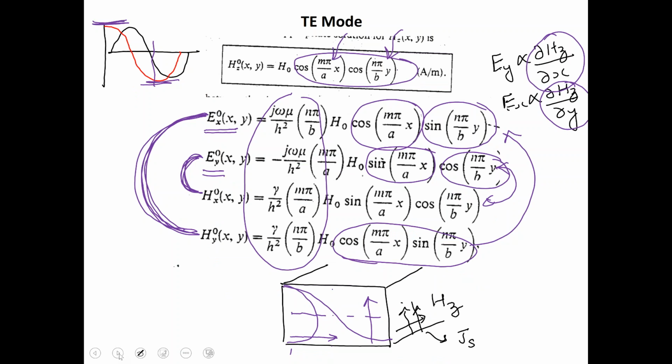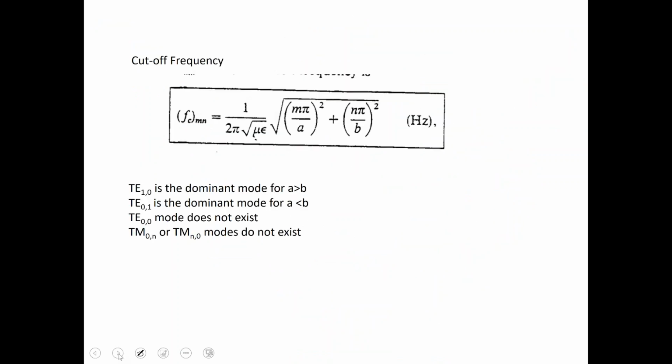All right, so this is what we had covered till yesterday. And we had seen that whether it is a TE or TM mode, the equation for the cutoff frequency remains the same: 1 by 2 pi square root of mu epsilon, times the square root of (m pi by a) squared plus (n pi by b) squared. And the TE00 mode does not exist, so there is no TEM solution. And also TM0n or TMn0 modes do not exist. The smallest TM mode is TM11.